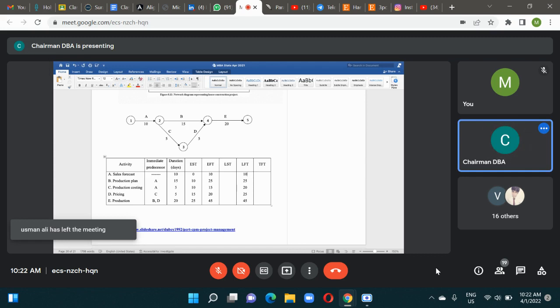Is that point clear? I repeat, after A is completed, you can see two paths. Path B E and path C D E. B E means 35 days, so you can complete A in 10 days. And here 5 plus 5 plus 20 means 30 days, so 15 days. So if you do 15 days, what will happen?